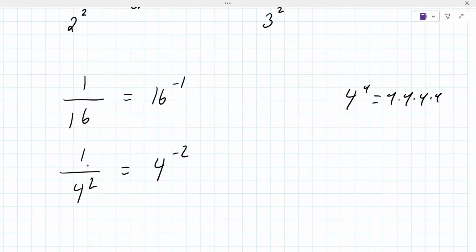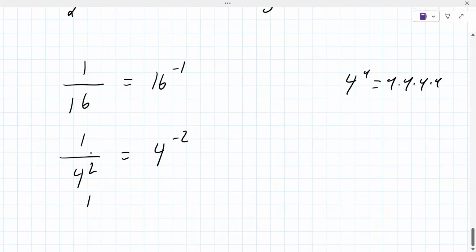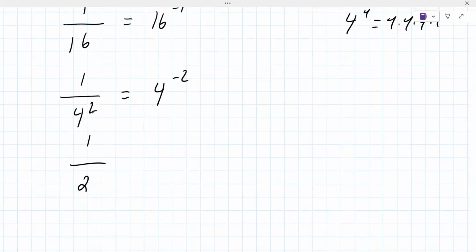All right. And then could you write it as 2 to some power to get back to 16? Yes. What would that be? 2 to the 4th, right? So this would be 2 to what power as a negative exponent? The negative 4. Good. Okay.